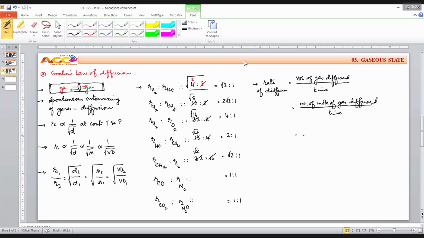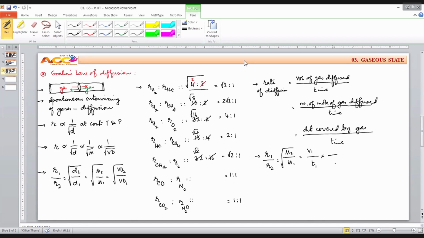Therefore, rate of diffusion can also be defined as distance covered by the gas divided by time taken. If you want to use expressions like R1 by R2 equals under root M2 by M1, this is equal to volume V1 by T1. No square root, nothing. Directly proportional to volume, inversely proportional to time.